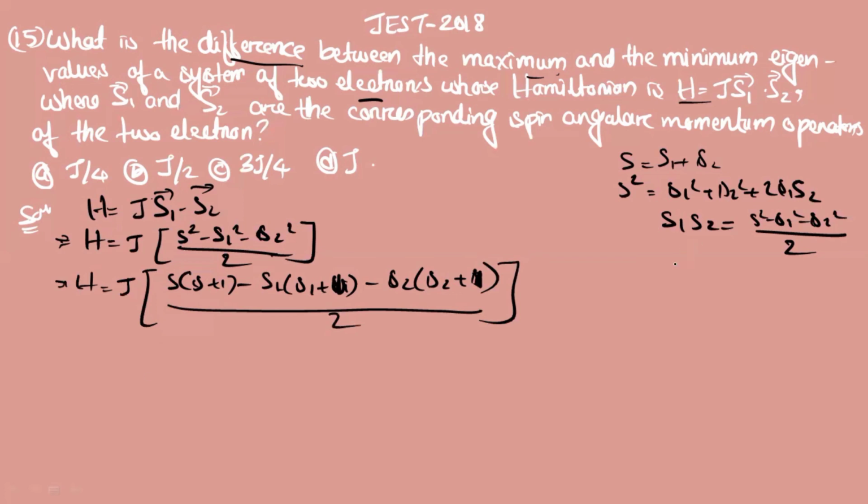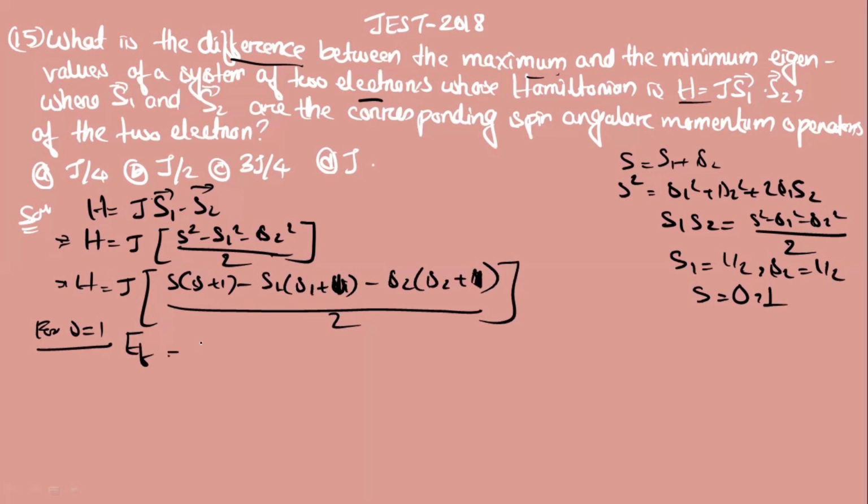Now you see, two electrons are there. So S1 is equal to half, S2 is equal to half. So you can calculate S as S1 plus S2 to S1 minus S2. Half plus half will give you 1, half minus half will give you 0. So now for S equal to 1, you will calculate the value, then you will calculate for S equal to 0. S equal to 1 is the first excited state, S equal to 0 is the ground state.